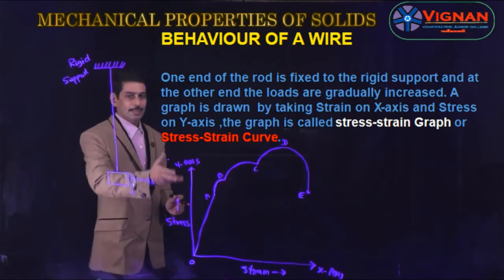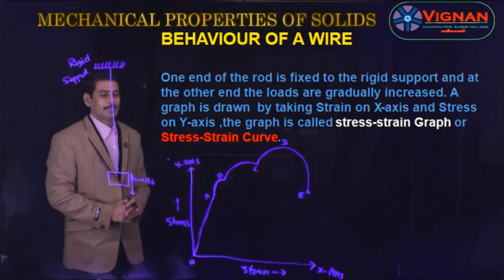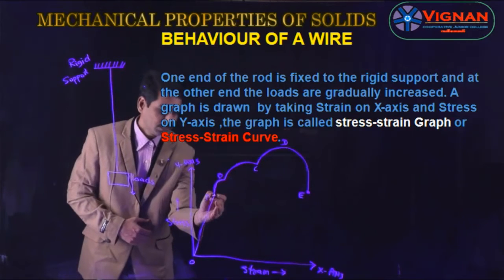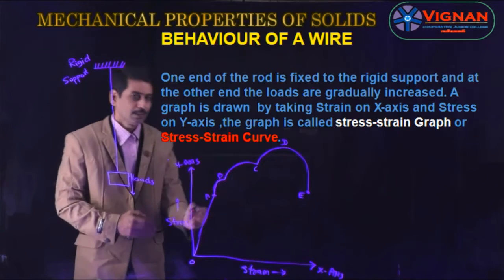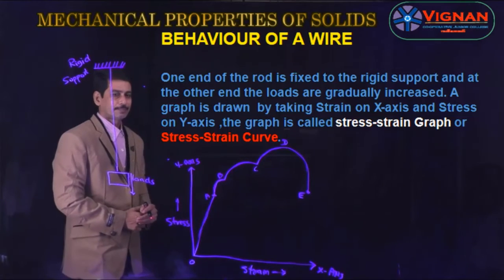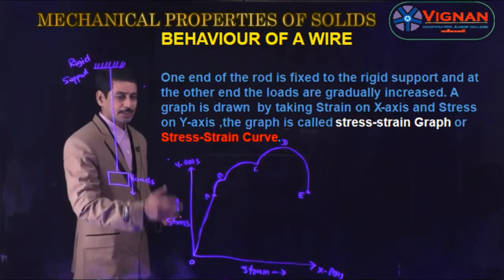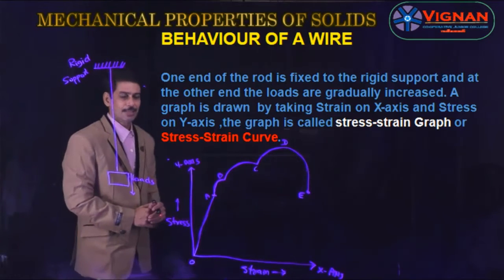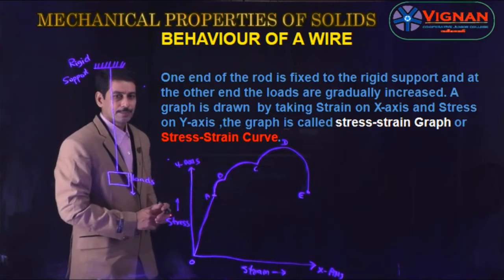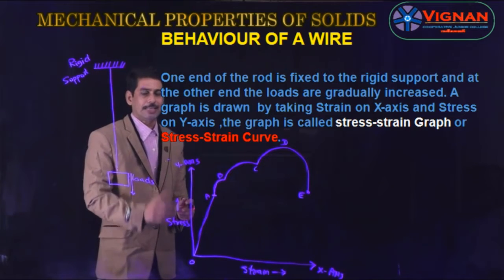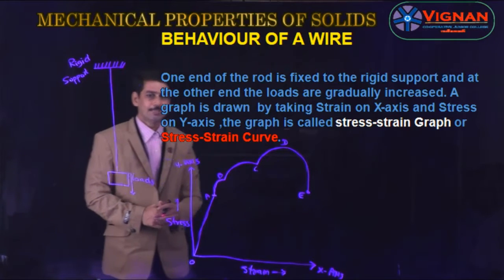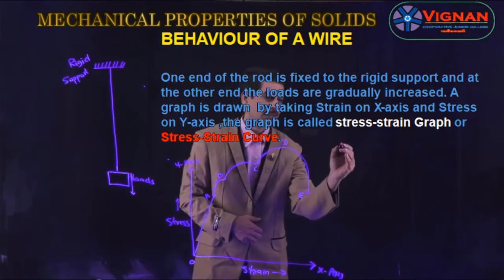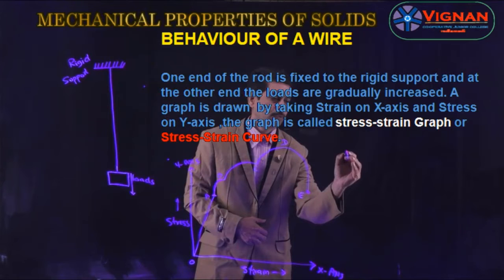By seeing this graph, we can explain the behavior of a wire. Up to the point A, it is a straight line, which indicates that with the increase of stress, there is an equal increase in strain. That means Hooke's law is obeyed. Up to the point A, the graph is a straight line, which indicates that stress is proportional to strain. That's why the point is called the proportionality limit.